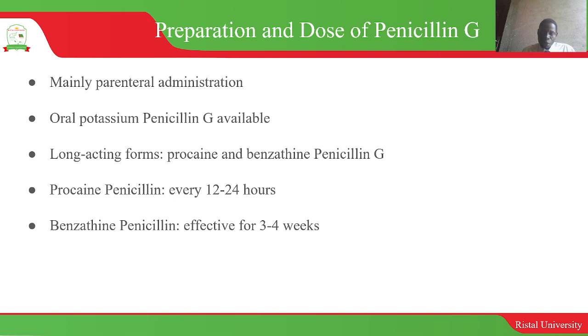Preparation and dosage of penicillin G: mainly for parenteral administration. We only give IM maybe when we fail to get the IV line many times. Oral potassium penicillin G is also available. We have long-acting forms: the procaine penicillin and also the benzathine penicillin G that we already talked about. Procaine penicillin is given every 12 to 24 hours, and benzathine penicillin is effective for 3 to 4 weeks.